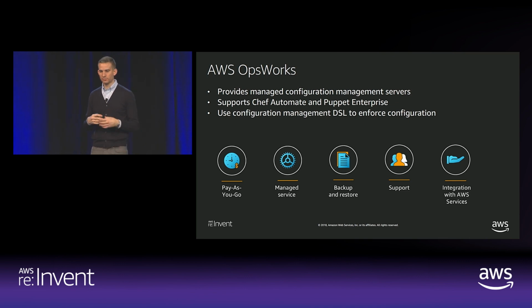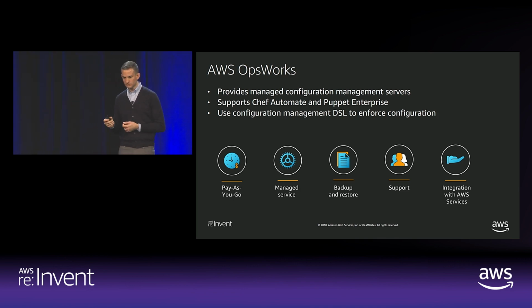OpsWorks in this case handles all the provisioning, management and operations of the actual Chef or Puppet server. That means installation, version management, upgrades, backup and restore, and integration into the rest of the AWS ecosystem, in terms of CloudTrail and Config integration that we will talk about in a second. So OpsWorks is a great solution if you want to control the definition of what is actually running inside a machine. And we'll leverage that in our example to exactly control, for example, the installation of Apache.